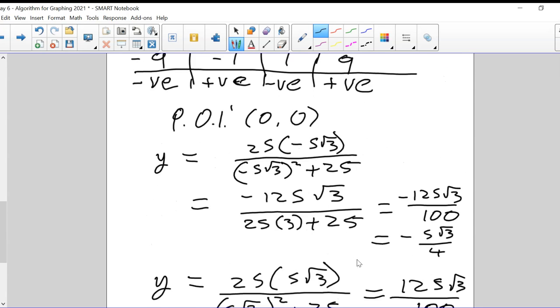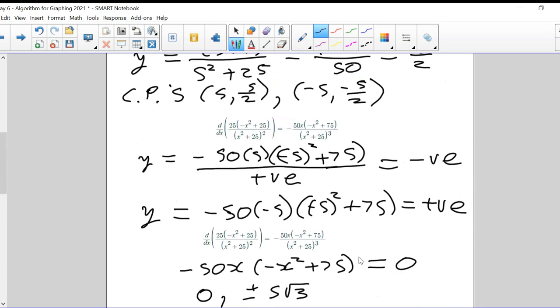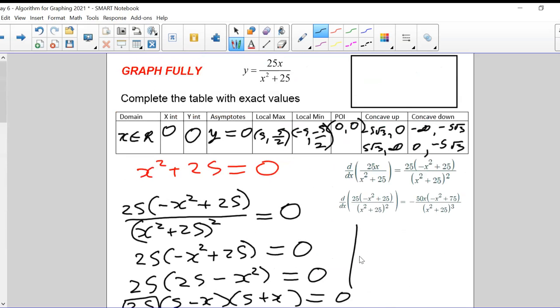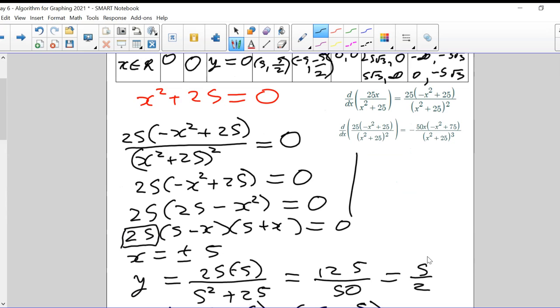So I think we filled in all the information on the table by now. Let me go back up and see if we did everything. We got our domain, our x-intercepts, our asymptotes, maxes and mins, POIs, concave up and concave down sections. I think we're good to go. So let's see if we can make this magic happen on an actual graph now. Unless there are any questions, I'm going to go over to the graph and try to put this all together.